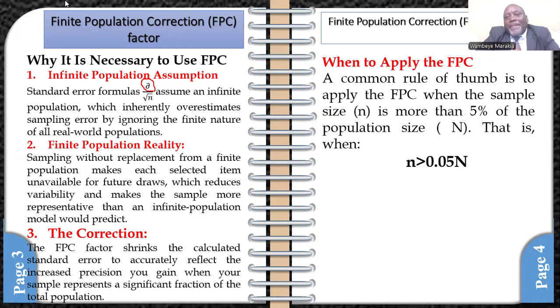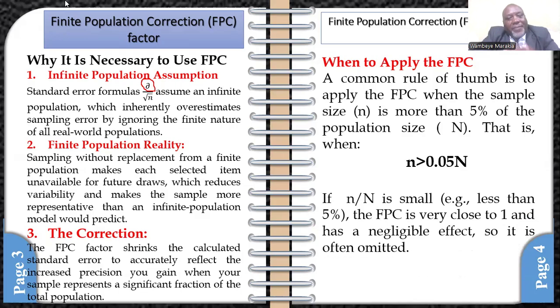When do we apply the FPC? When do we apply the finite population correction? A common rule of thumb is to apply FPC when the sample size is more than 5% of the population size. That is, when the sample size is greater than 0.05 multiplied by the entire population. And this is how we get it easily.